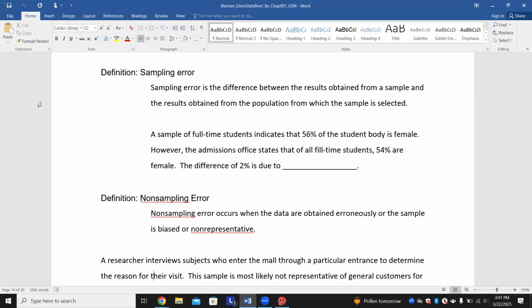So, a sample of full-time students indicates that 56% of the student body is female. However, the admission office states that of all the full-time students, 54% are female. The difference of 2% is due to sampling error.